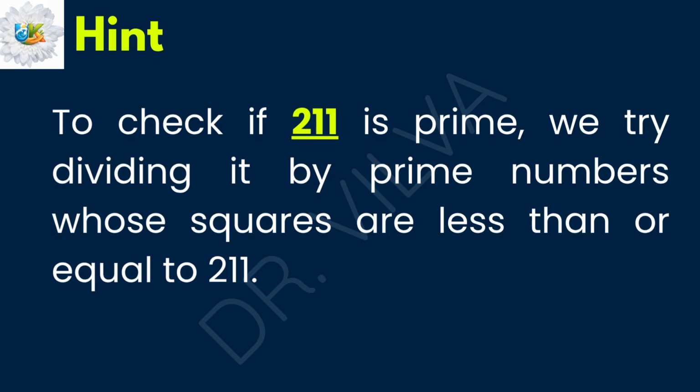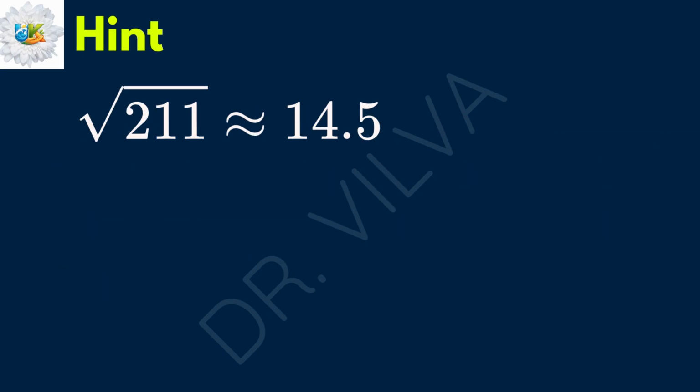The trick I have used here is to check whether 211 is a prime number. We don't need to divide it by every number less than 211. Instead, we use a useful rule. We only test prime numbers whose squares are less than or equal to 211. Why? Because if 211 has a factor larger than its square root, the matching factor would have to be smaller than the square root. So, checking up to the square root is enough. I hope it makes sense.